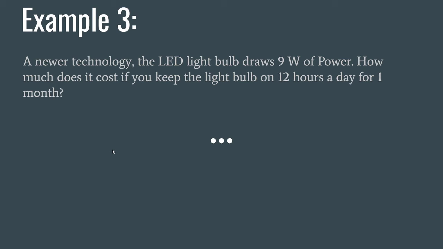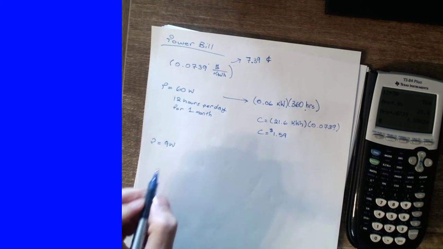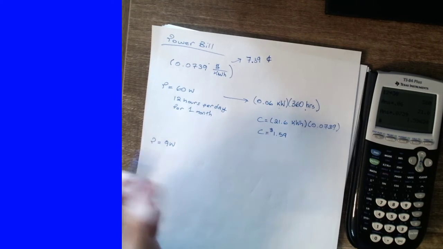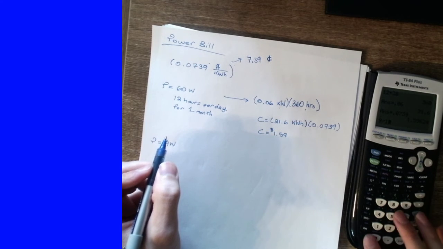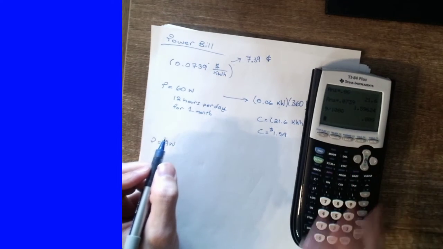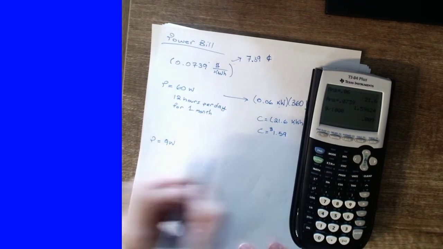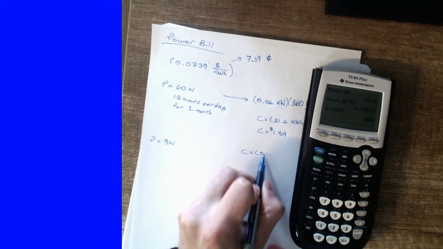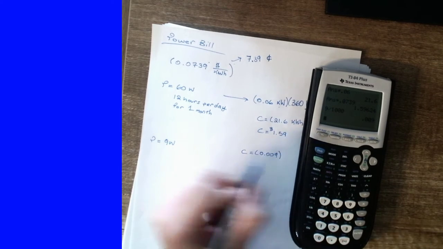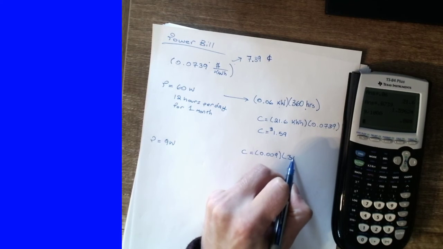The newer LED light bulbs draw roughly 9 watts of power. How much does it cost if you keep the light bulb on 12 hours a day for 1 month? So we'll come back to paper here, and everything else is the same, but now it's 9 watts. So I'm going to do 9 divided by 1,000 and get 0.009. So now my cost is 0.009 times the 360.